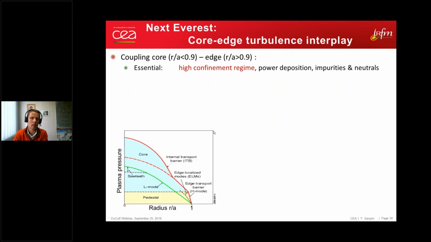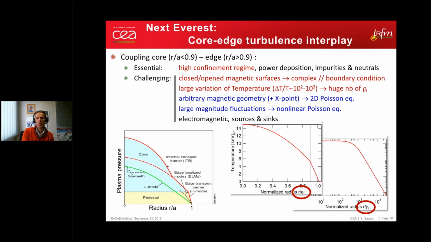And this is certainly the new Everest, which is the core-edge turbulence interplay. If you want to model the transition toward the H mode regime, then you have to couple the core modeling of turbulence with the edge modeling. One of the difficulties is presented on this graph, where you can see the temperature profile as a function of the normalized radius, a typical profile in H mode with the core plasma, the edge region, and here the scrape-off layer.